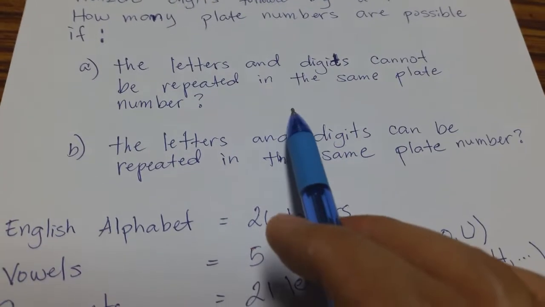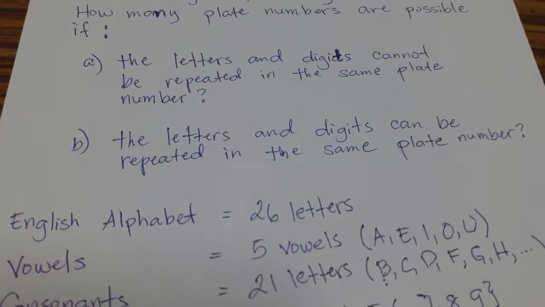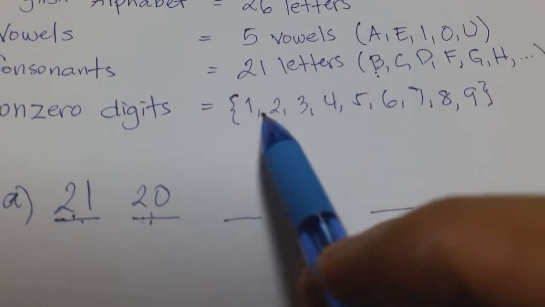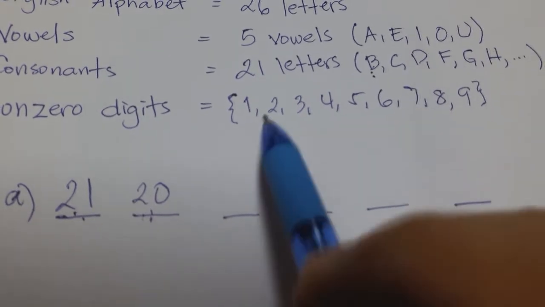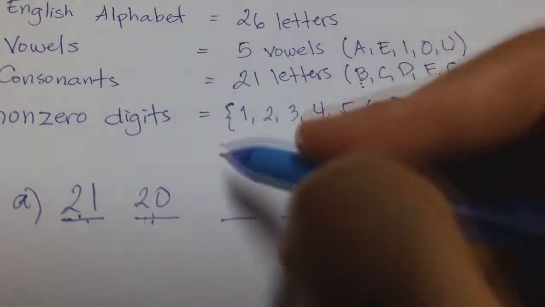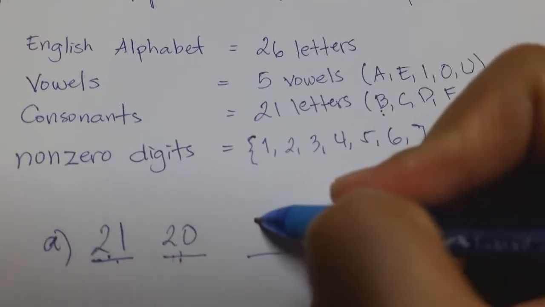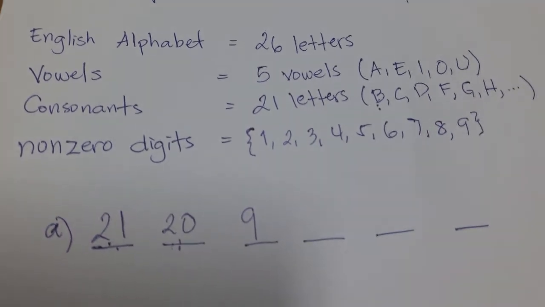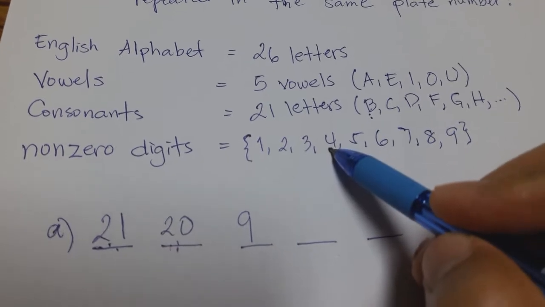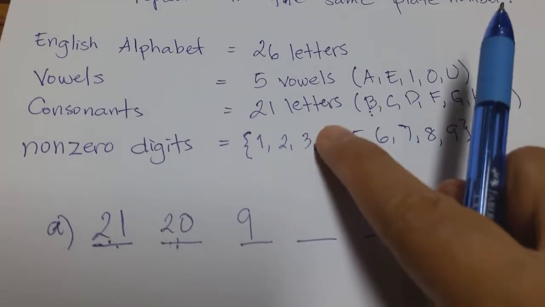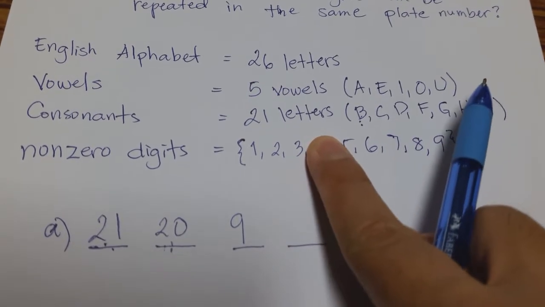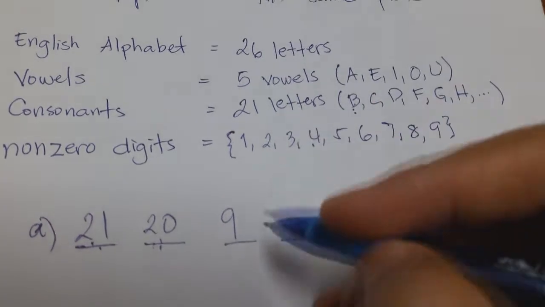Again, digits cannot be repeated in the same plate number. So I have 9 options for the first line: 1, 2, 3, 4, 5, 6, 7, 8, 9. For example, I use number 4 for the first line. Let's cover it. So how many options do I have now for the second line? I have 8 options to choose.